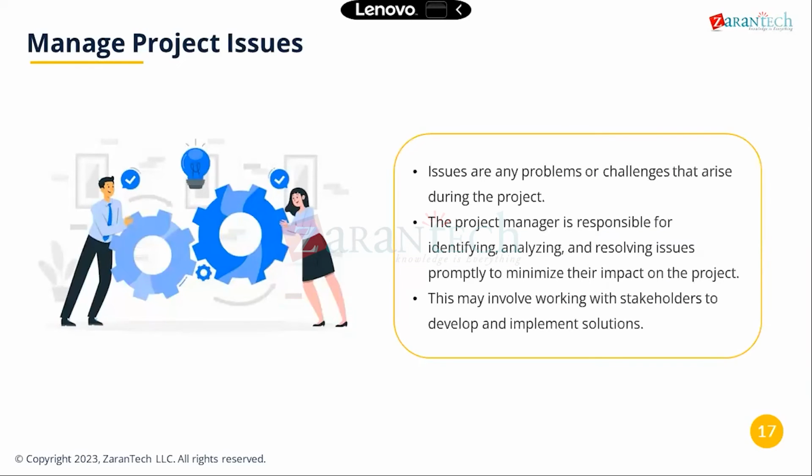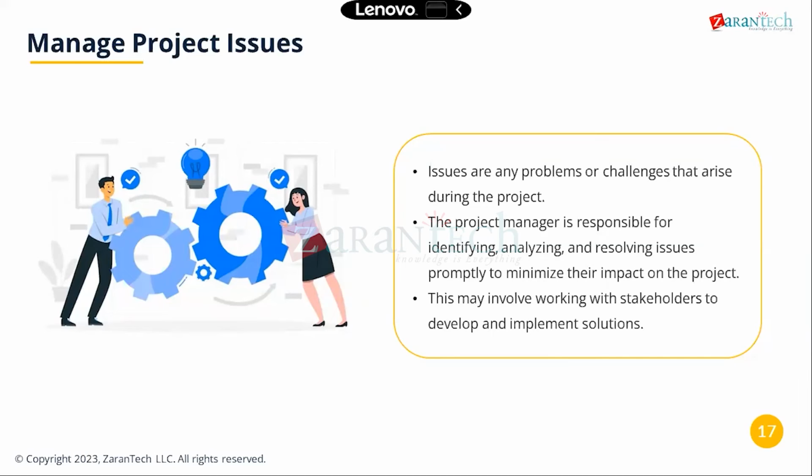And how do you manage project issues? Basically, you should identify what issues are coming into the project, then analyze, then resolve, then monitor. When we say identifying, keep a close watch on the problems or challenges during the project. Ensure that team members are encouraged to report the issues promptly.